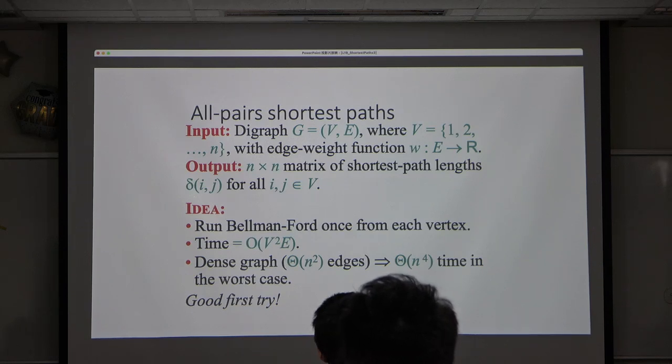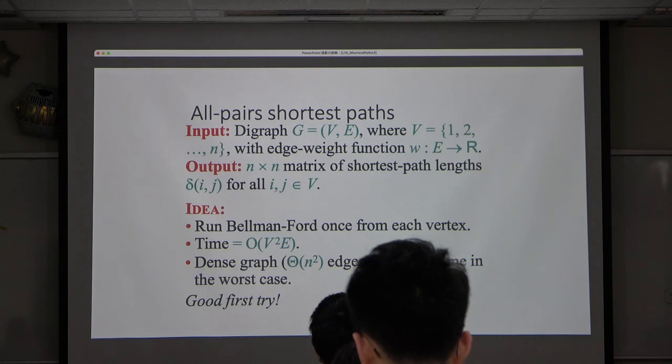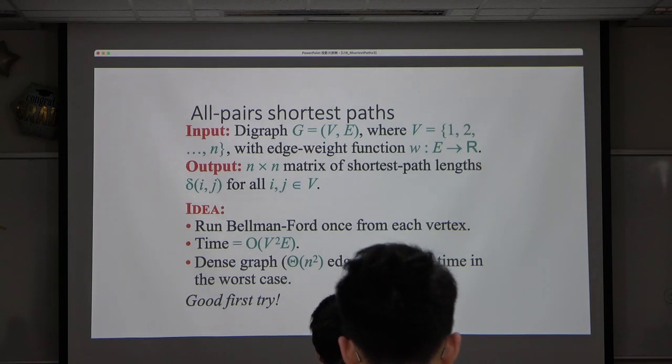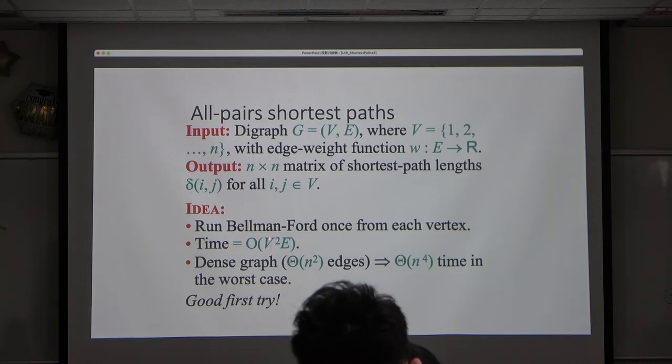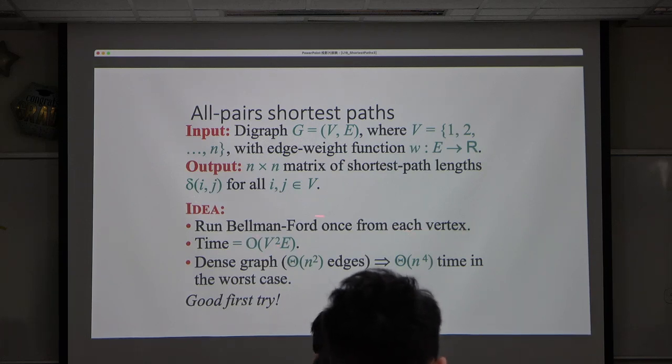The most straightforward idea is to run Bellman-Ford from every vertex. It's just like the simple idea I just mentioned for the Dijkstra algorithm. We run it from every single node. If we do that, the time complexity is going to be V squared E, because original Bellman-Ford is VE, and now you run it on every vertex, so it's V squared E.